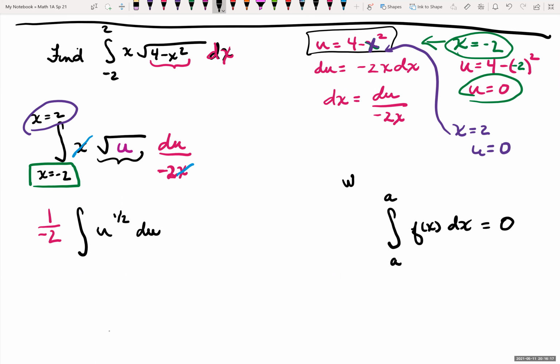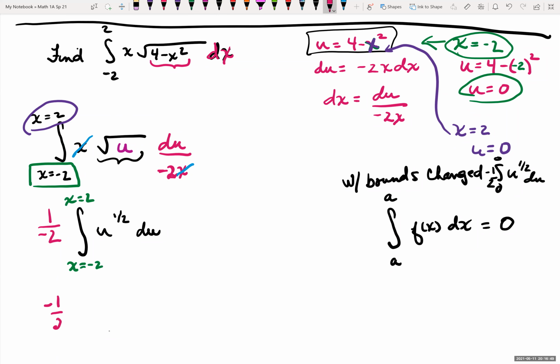So with bounds changed, we got the integral from 0 to 0 of negative 1/2 times the integral of u to the 1/2 du. If we didn't change our bounds, we would keep them with x equals, just to remind ourselves that we need to go back in here later. x equals negative 2 and x equals 2. So let's bring down our coefficient that was in front, negative 1/2.